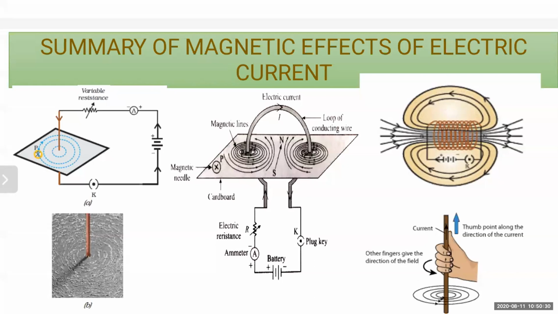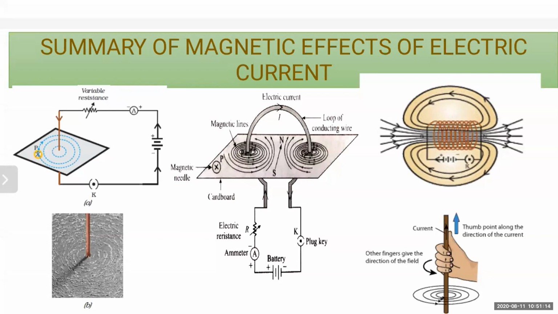In the third figure, look, there is a solenoid. Solenoid means the number of turns of the coil. Which coil? That is an insulated copper coil. That is nothing but the solenoid. Look at that figure. The magnetic lines of force start from the north pole and end towards the south pole.